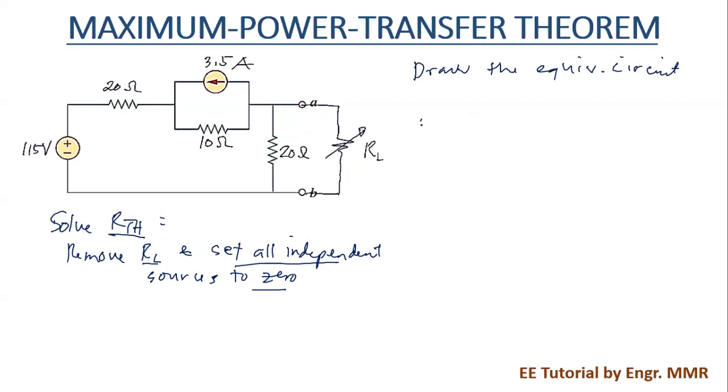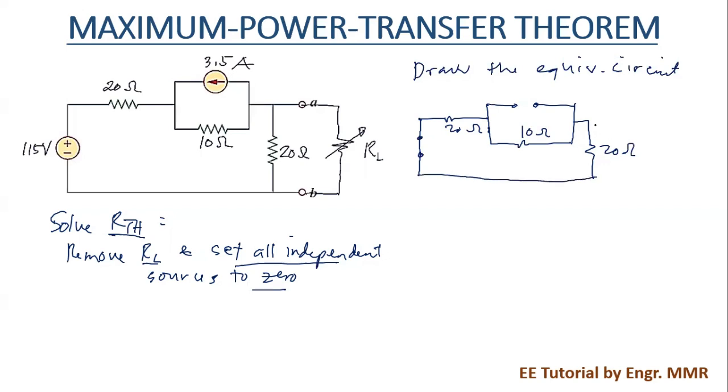So to set the voltage source to 0, we have to replace it by a short circuit. And then we have here the 20 ohm resistor. And then the current source will be replaced by an open circuit to set it to 0. And then we have the 10 ohm resistor. And we have this 20 ohm resistor. And of course, we have to disconnect the load RL. And then, what have you observed? The 20 ohm and the 10 ohm resistor are now connected in series.